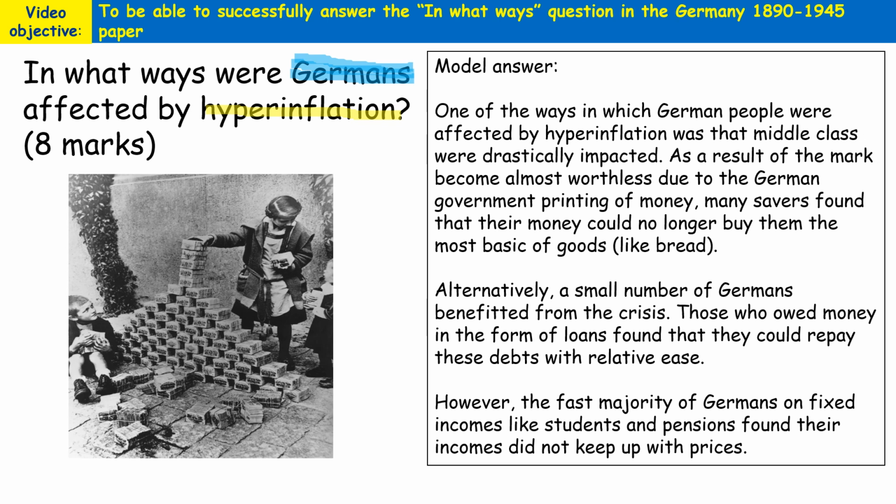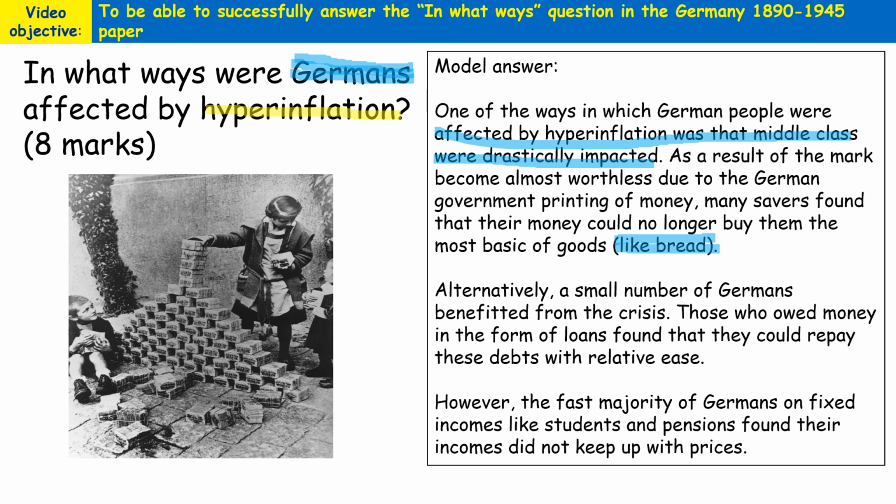So one of the ways in which German people were affected by hyperinflation was that the middle class were drastically impacted. So that's the group that we're going to be focusing on, the type of German group. As a result of the mark becoming almost worthless due to the German government printing more money, many savers found their money could no longer buy them the most basic of goods. And we've got an example there as well to show some good knowledge and understanding.